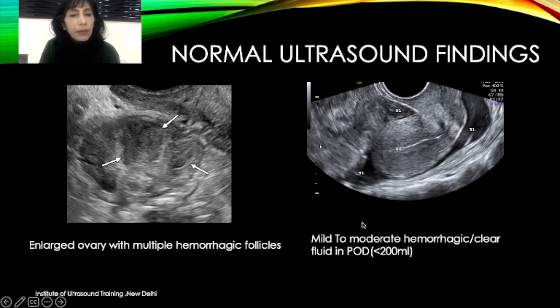In some cases, it may go to moderate, and you may see it surrounding the uterus. Some blood clots may also be there. That is all you may see in the pouch of Douglas. So these two points you need to keep in mind whenever you are seeing a patient with post-oocyte retrieval, where the oocyte retrieval has been done and you are examining the patient just after that. So that's all. Thank you.